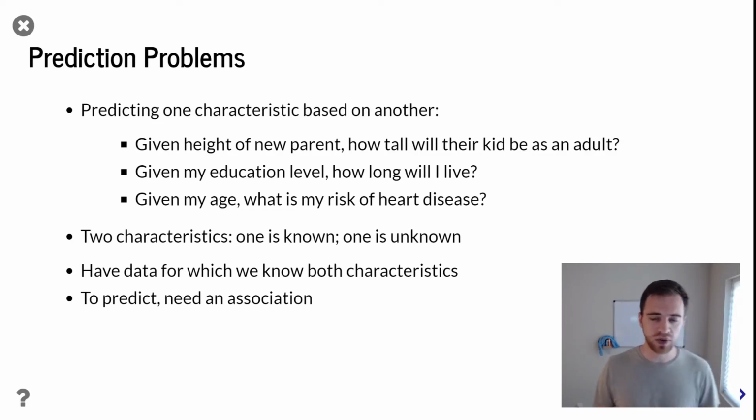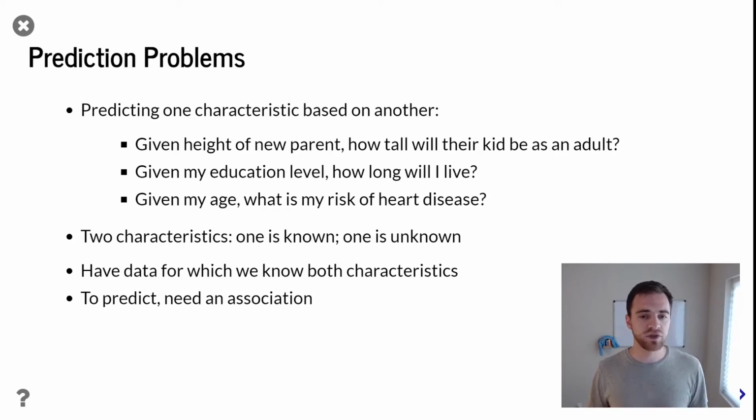In prediction, my goal is to predict something that I don't know, or something that has yet to happen, using data that I gathered from the past. So for instance, I might want to predict the height of a child given the height of their parents, or given my age, what is my risk of heart disease? In each of these questions, there are two characteristics. One of them is known, one of them is unknown. So for instance, I know the height of the parents, I don't know what the height of the child will be. Or I know my age, I don't know my risk of heart disease.